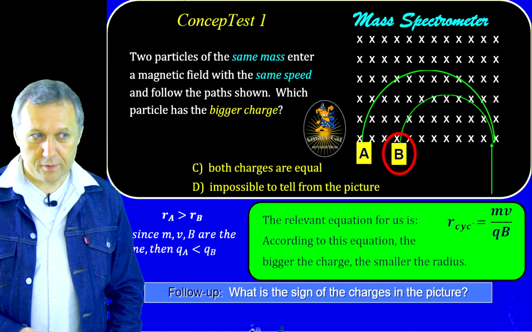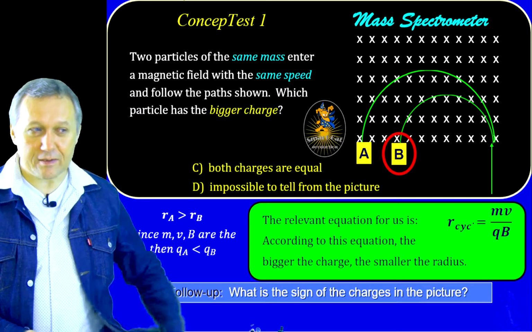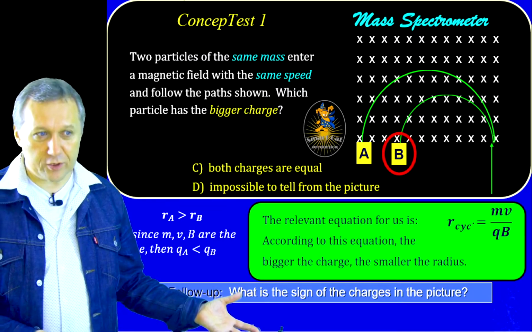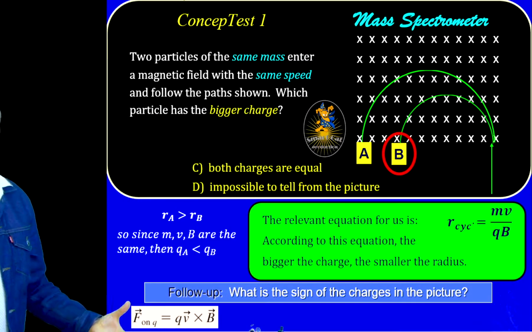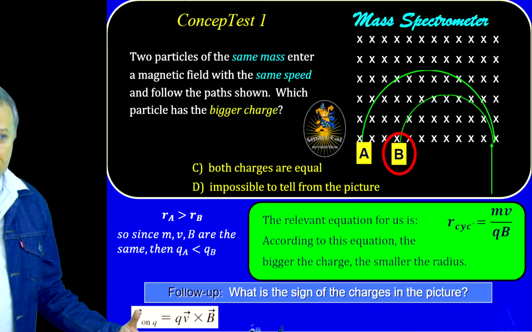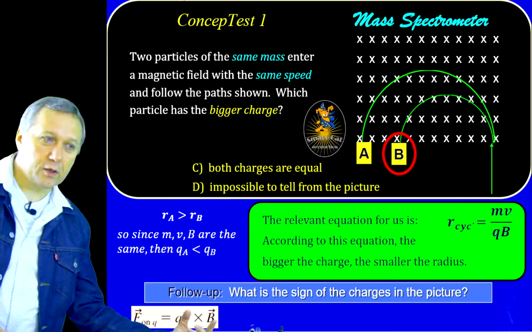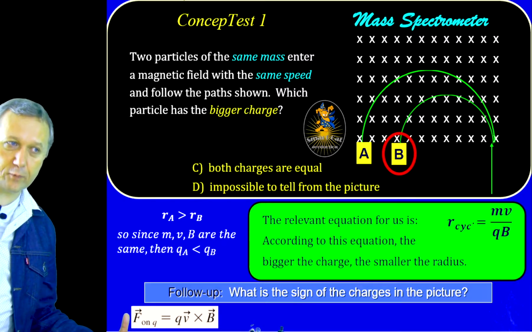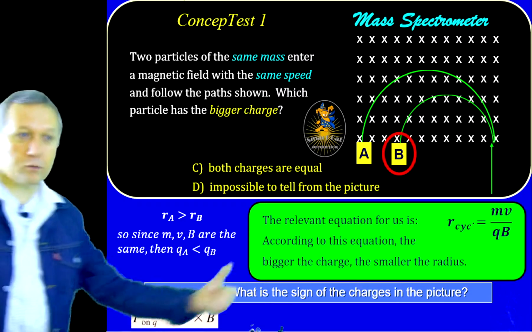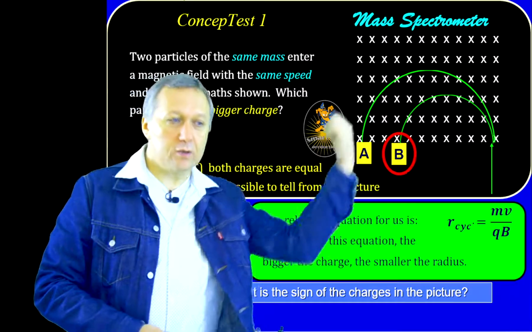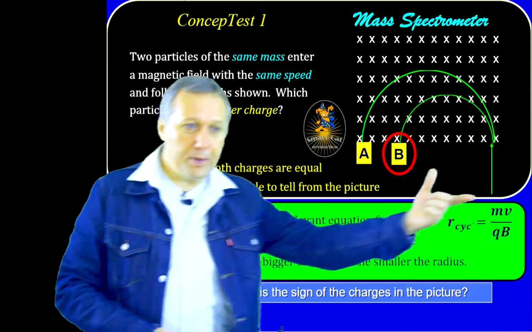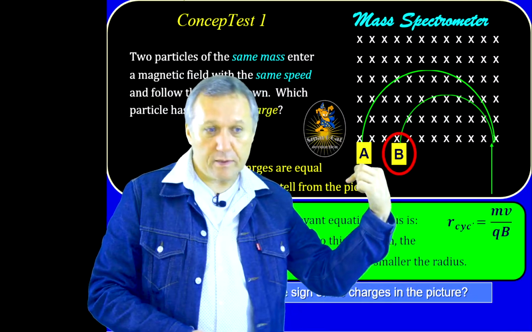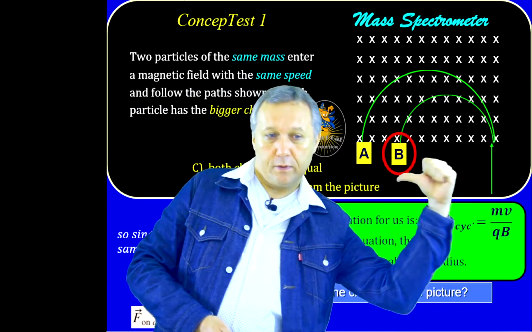To answer this question, we need to run analysis similar to what we did in the previous slide. We just need to look carefully at the formula for the magnetic force. We need to look at the direction of v cross B and compare it with the direction of the force. The direction of the force we can see since the trajectories bend this way, so it means that the force is that way.